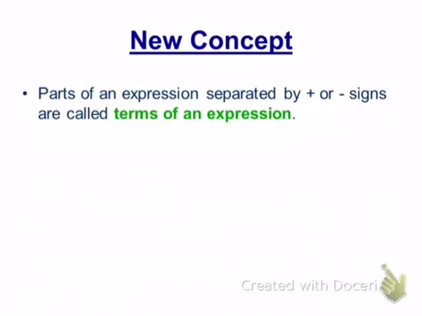All right, here's a new concept, somewhat. Parts of an expression that are separated by a plus or minus sign are called the terms of an expression. Okay, that's important because there's things that we're allowed to do to terms, and there's things that we're not allowed to do to terms. The three questions of algebra that I'm going to reference over and over are: what am I looking at? What are the properties of it? What am I allowed to do to it? What are we allowed to do to a term in algebra?